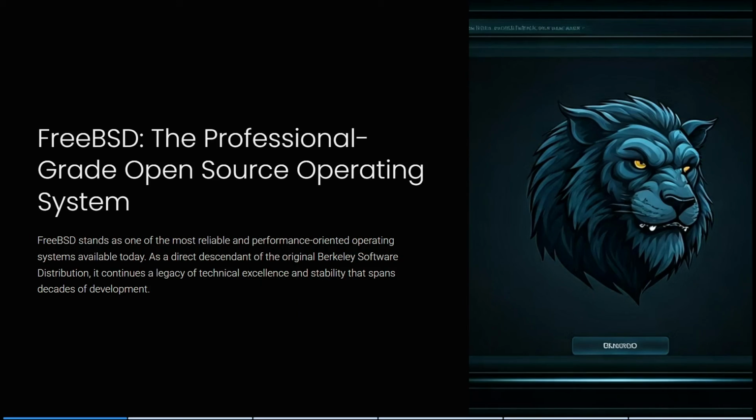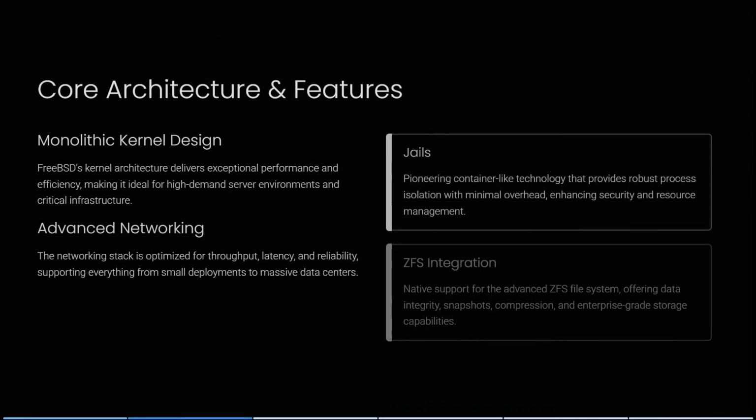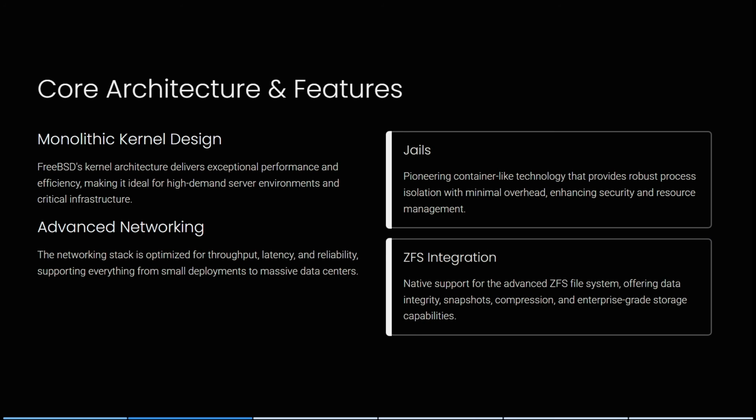Okay, so we're jumping into FreeBSD now. FreeBSD is a professional grade open source operating system. It stands out as one of the most reliable and performance-orientated operating systems available today. As a direct descendant of the original Berkeley software distribution, it continues a legacy of technical excellence and stability that spans decades of development.